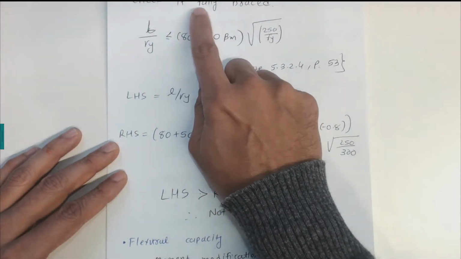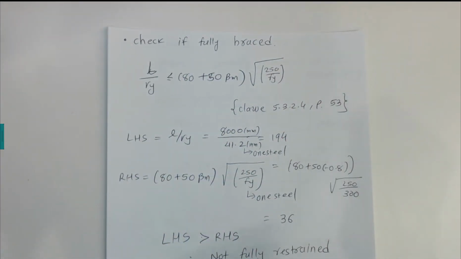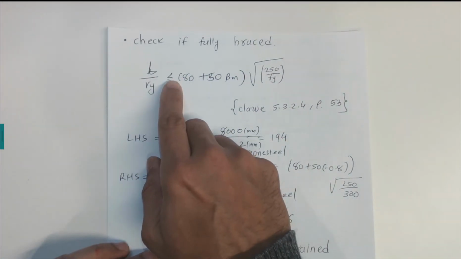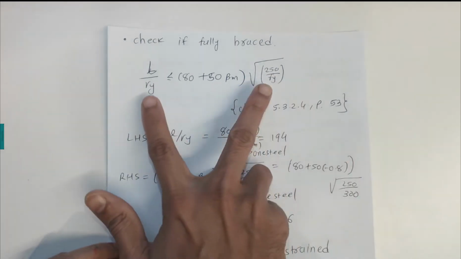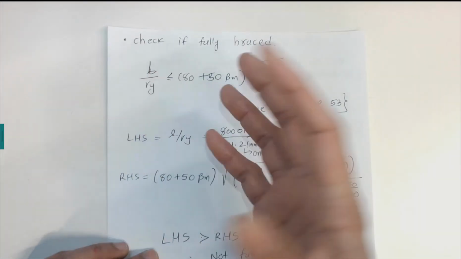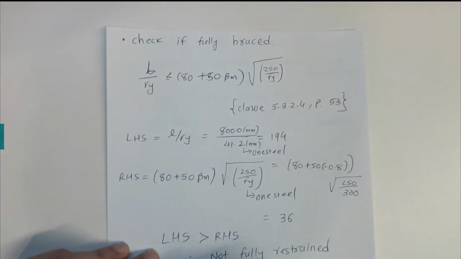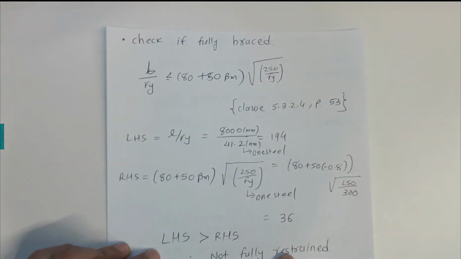Now check if it is fully braced. There are conditions here: if L over Ry is less than or equal to 80 plus 50 beta m times the square root of 250 over Fy, and this condition is satisfied, we need to find the section capacity and we stop there. But if this value is greater than this one, then we need to find a member capacity.